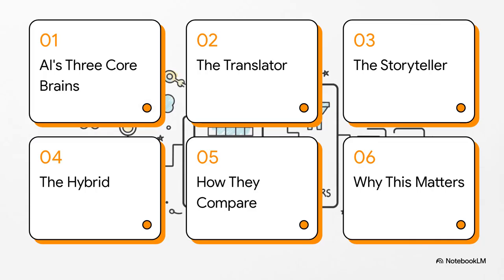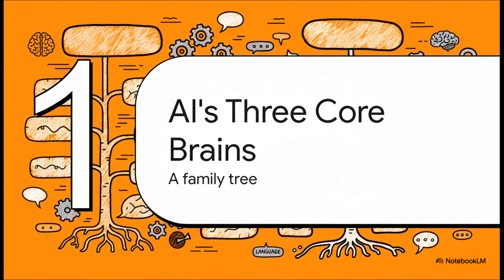Okay, so here's our game plan for today. We'll start with AI's three core brains. Then we'll meet each one: the translator, the storyteller, and the hybrid. After that, we'll compare them side by side and wrap up with why any of this actually matters. First up, AI's three core brains.